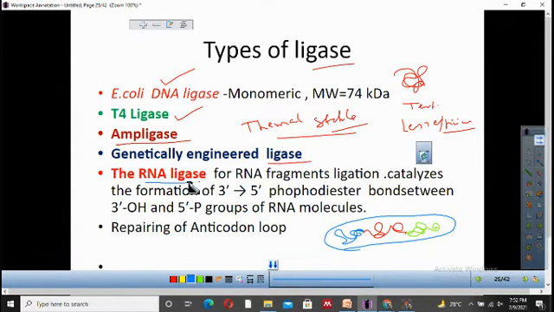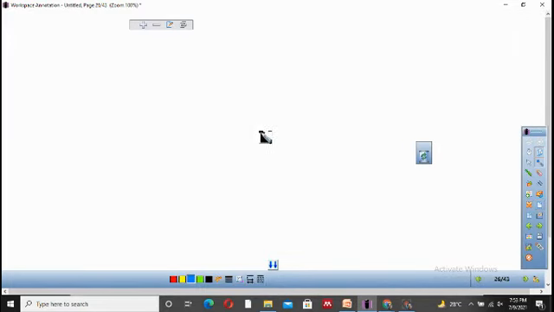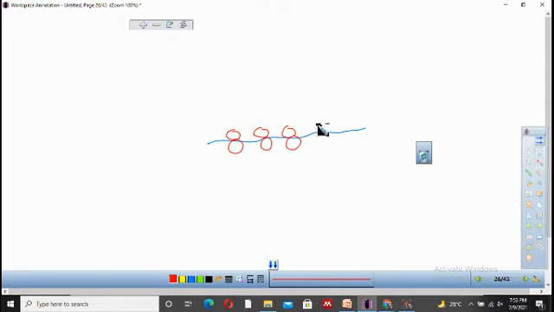And next is the RNA ligase. This ligase is used just to join the RNA nick, the nick which is formed in the RNA. That is, for example, in the case of the anticodon loop. We are very much aware of that. When a translation process is proceeding, when a translation process goes on the surface of the ribosomes, then what happens?